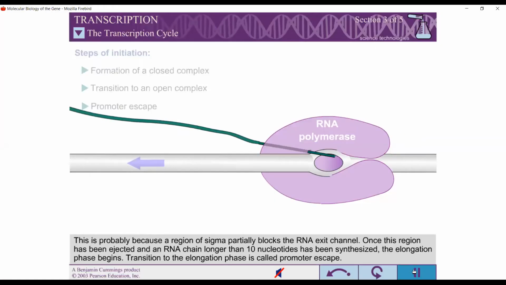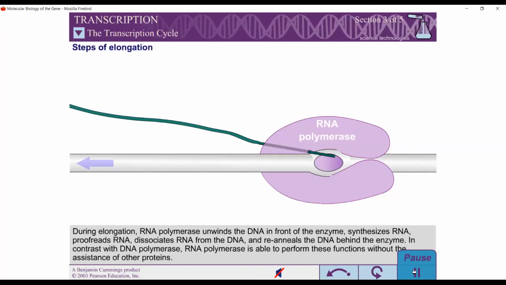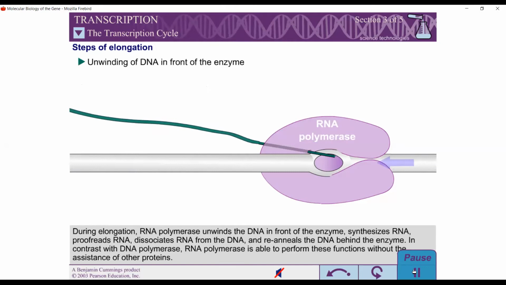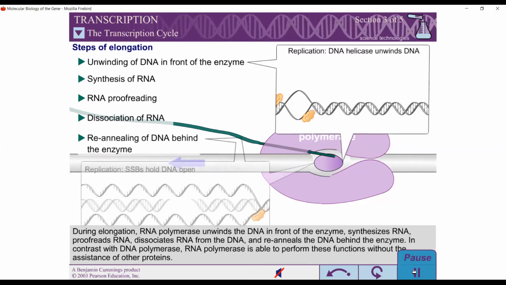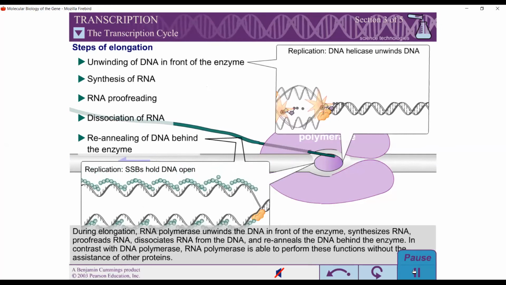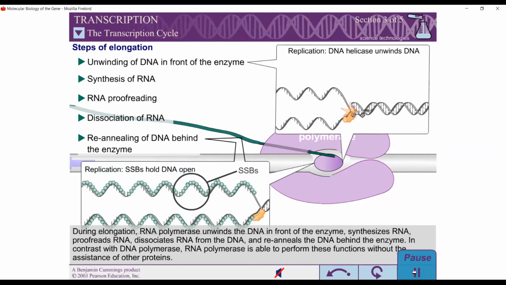So now the polymerase has entered the elongation phase. During elongation, as you can see, the polymerase unwinds the DNA in front of the enzyme, synthesizes RNA, proofreads the RNA, dissociates RNA from the DNA, and reanneals the DNA.